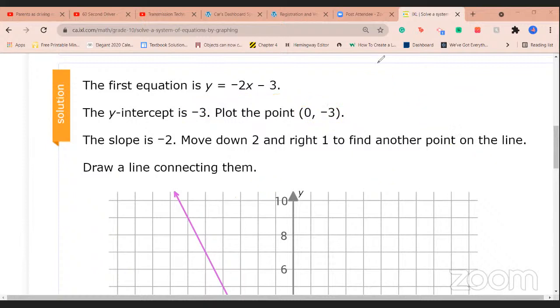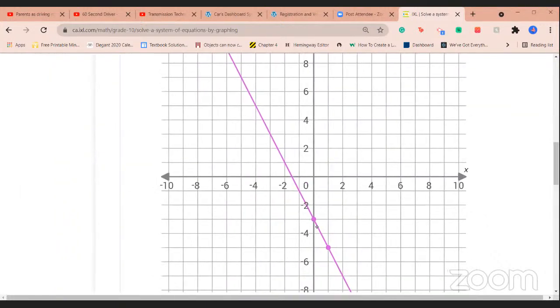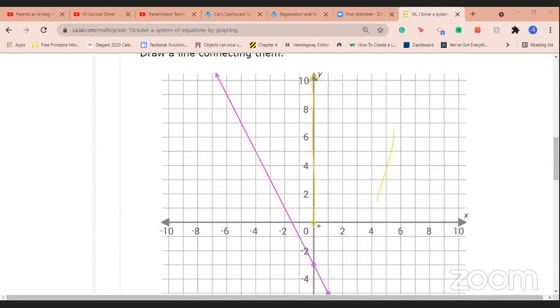So what we're going to do is plug it in over here. So at the x value of 0, you're going to be on the y-axis.